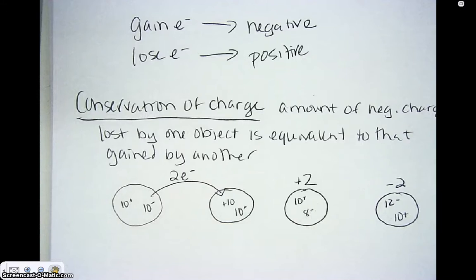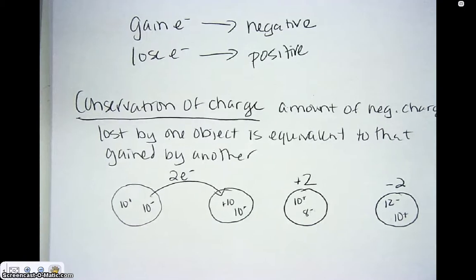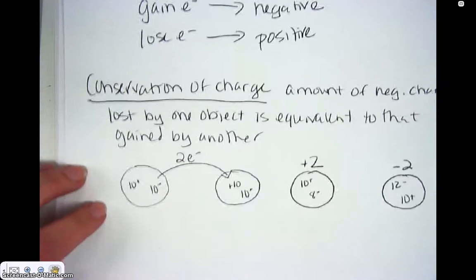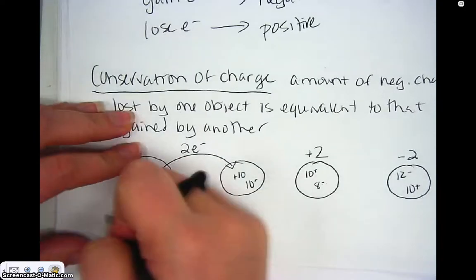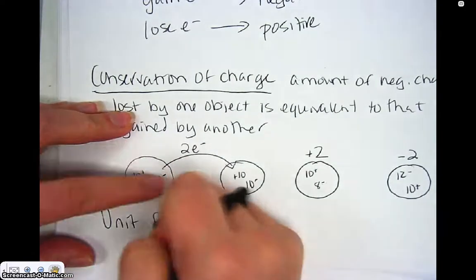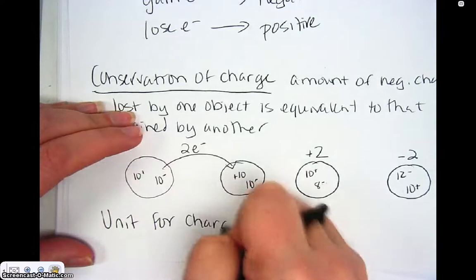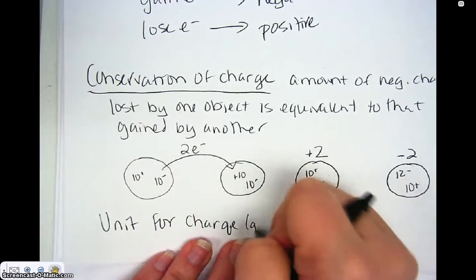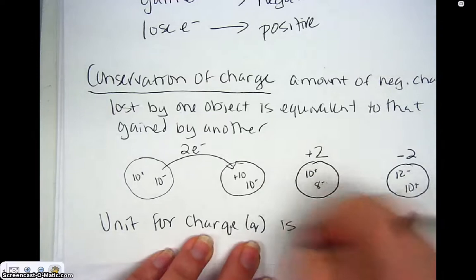Now, in chemistry, we really just deal with protons being +1, electrons being -1. But when we get to physics and we start to learn about electricity, charge actually has a unit, and the unit for charge is the coulomb. Okay? So the unit for charge, which is written with the variable Q, is a coulomb.